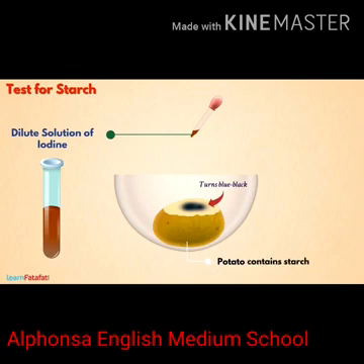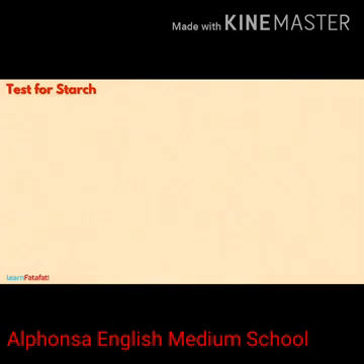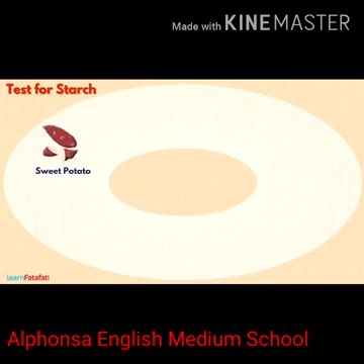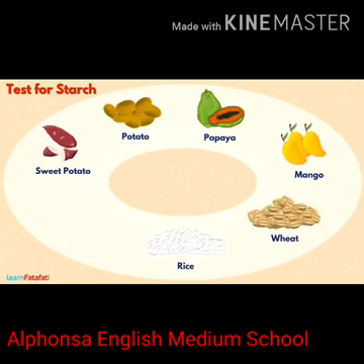We can take another food item, for example, apple, and add the same iodine solution on it. Here, there is no color change. This indicates that apple does not contain starch. Next, some of the food items rich in starch are sweet potato, papaya, mango, wheat, rice and corn.